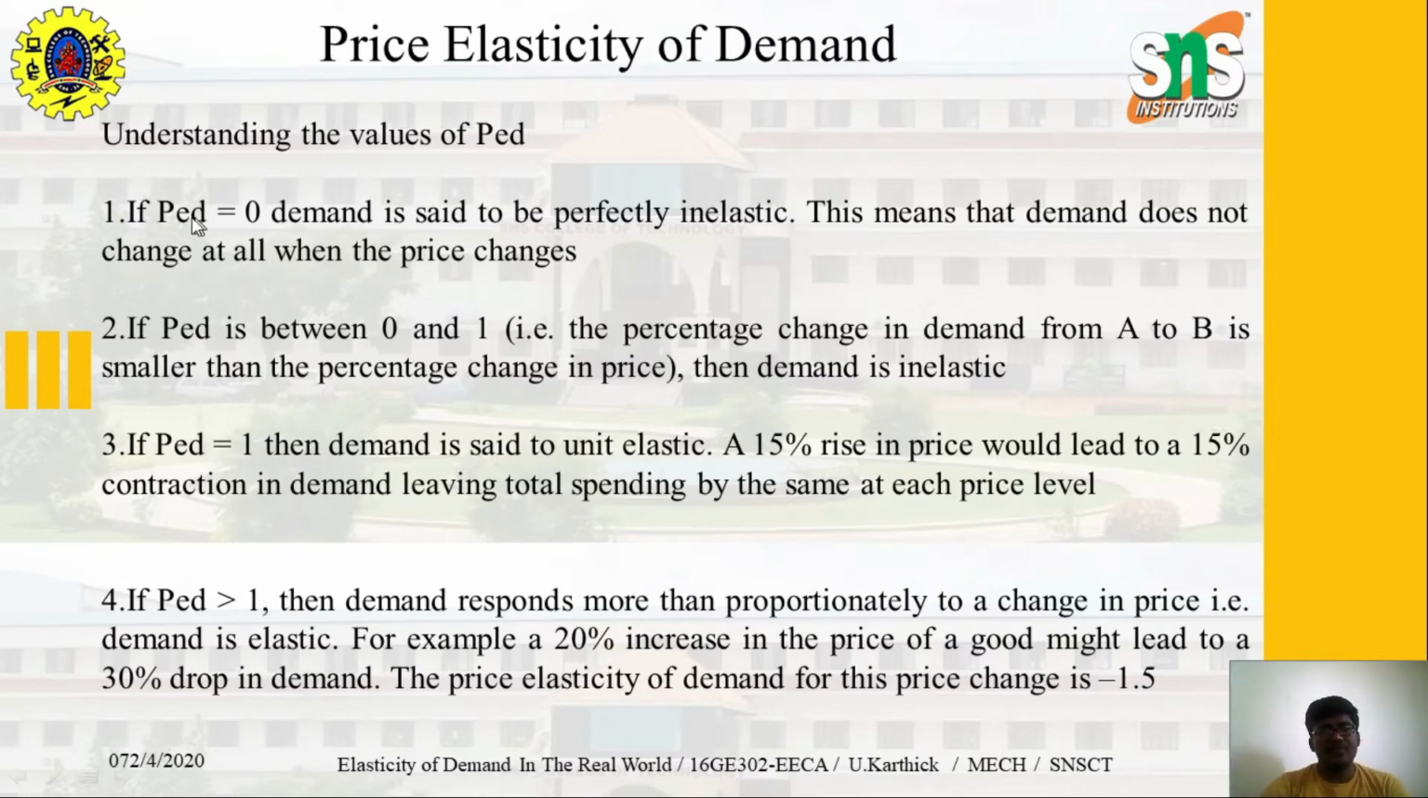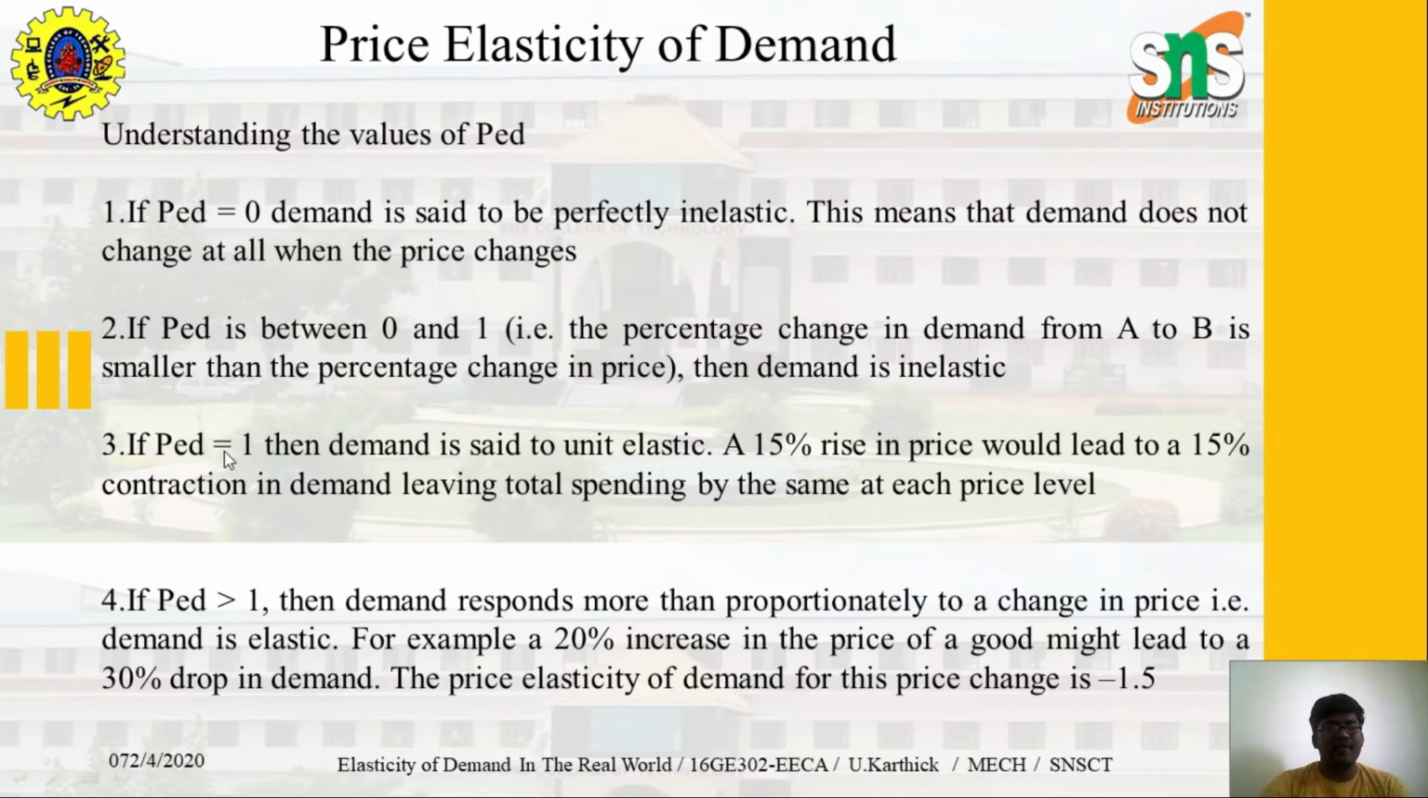If the price elasticity of demand, that is the coefficient of elasticity, is 0, then it is perfectly inelastic, which means that when the price changes, there is no change in the demand. It means that it is a vertical line. For coefficient values between 0 and 1, the percentage change in the demand from A to B is smaller than the percentage change in the price. The numerator is small, so obviously the value is less than 1, and this type of elasticity is called inelastic.